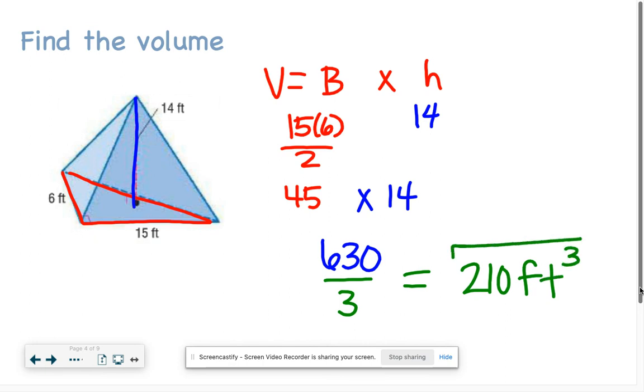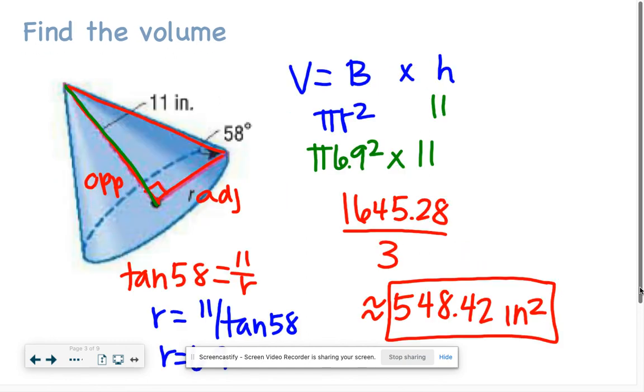I think I did squared on the last one. I'm going to go back and check. Cubed, you guys, it's volume. What did I do on this one? Oh, why didn't you tell me? That should be cubed. That should be cubed.